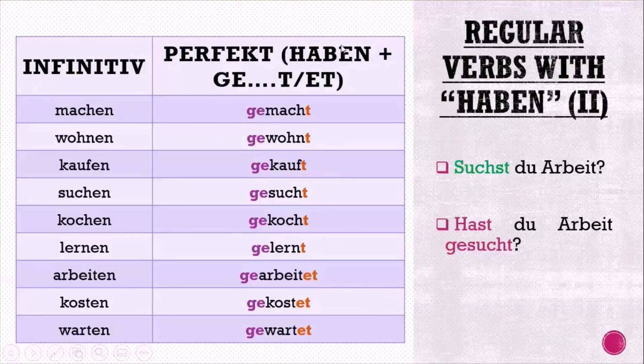What I mean by forming the perfect tense with the right conjugated form of haben and the right forms of these verbs is better understood through this example. But this time I'm showing you in a question. So present tense question, perfect tense question. From the verb suchen, which is to search, suchst du Arbeit? Are you searching for work? But hast du Arbeit gesucht? Have you searched for work? So this shows the perfect tense.